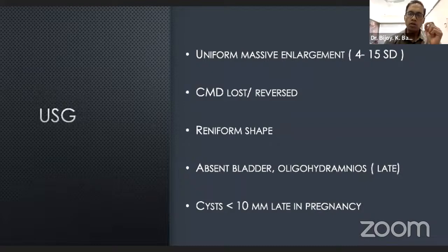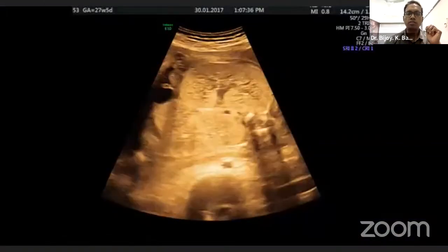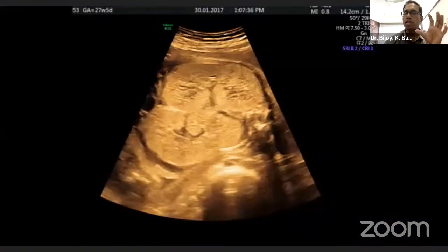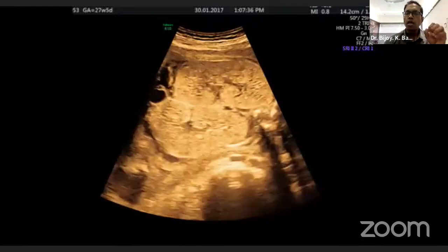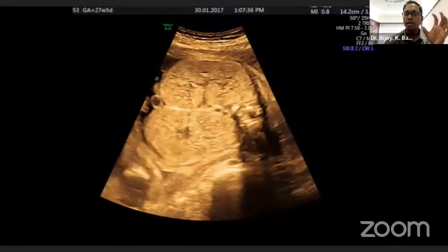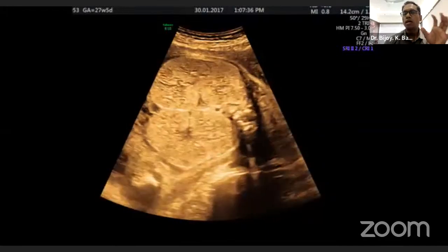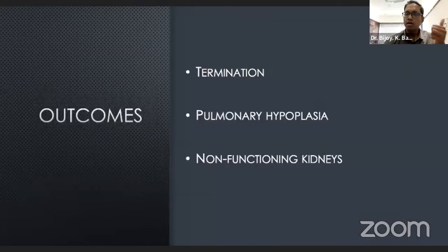Both these kidneys are not going to be functional, and sometimes you can see cysts later on in pregnancy. So this is how it would look like: a very large kidney without amniotic fluid and loss of CMD, and this large bilaterally enlarged kidney is screaming out ARPKD. Now, because these kidneys are non-functional, you're not going to get good amniotic fluid around the fetus, and therefore you're going to get pulmonary hypoplasia. So a combination of bad kidneys with bad lungs means the outcomes are going to be poor, and most of the times we are going to counsel them for termination.